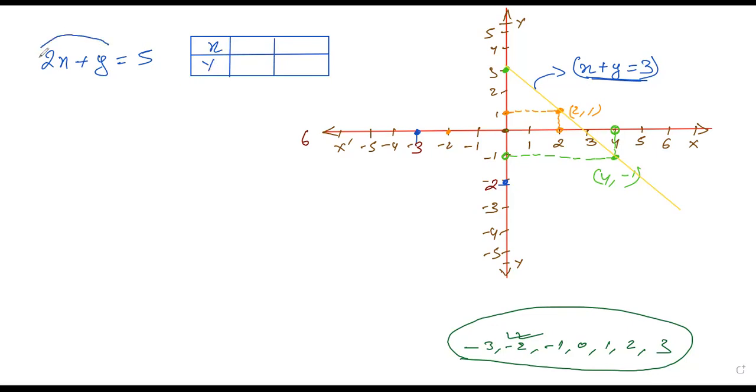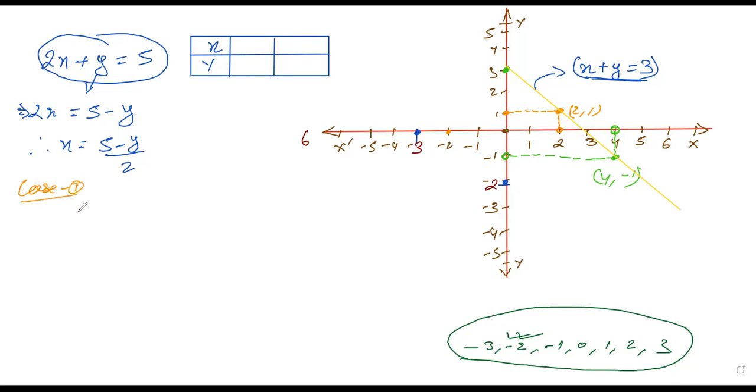When you are going to simplify for this equation, then you can say it as 2x equals 5 minus y. So therefore, x equals 5 minus y by 2. You got it for this one? Now, after getting this, you have to assume. So you go for case 1.